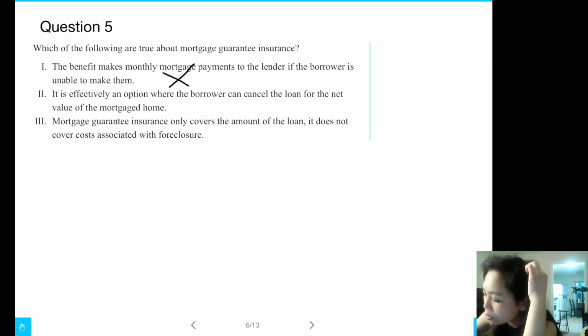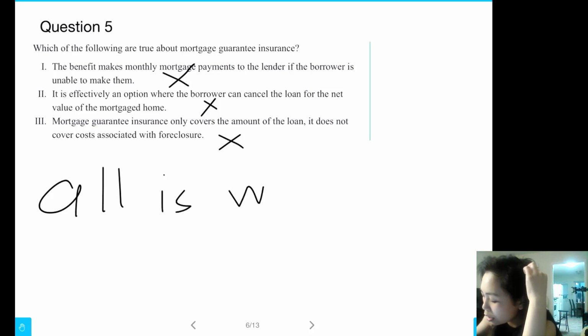So it's completely wrong. Mortgage guarantee insurance only covers the amount of the loan. It does not cover costs associated with foreclosure. This is not correct either. So R is wrong.